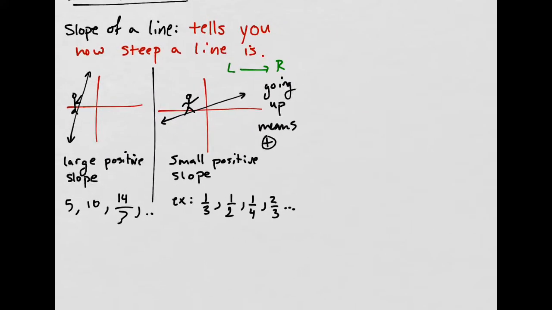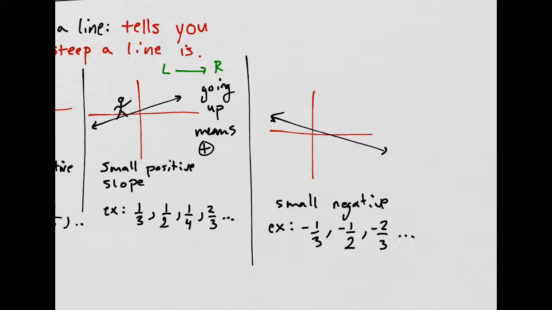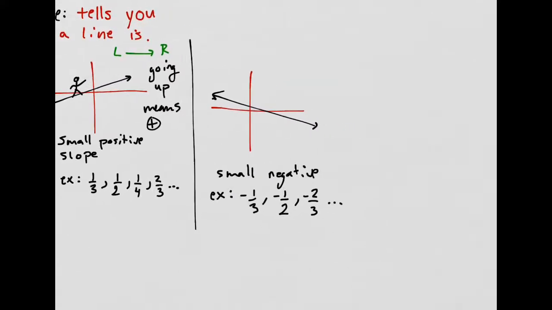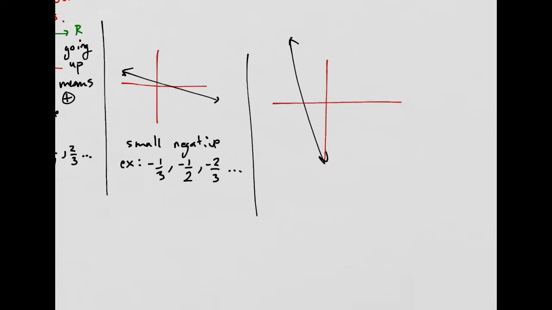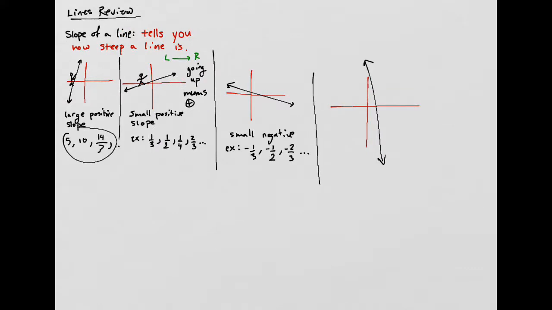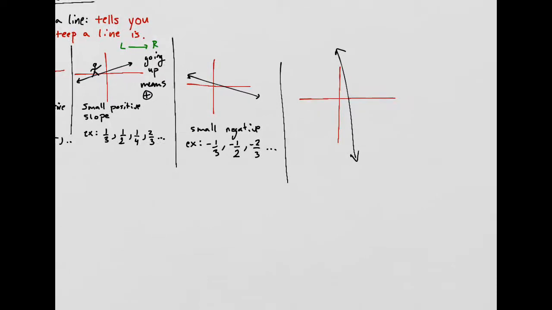For negative slopes, that's just downwards. So this would be a small negative slope. And then, you guessed it, if I have a large one going down, it's a large negative slope. It's really, really steep. So the bigger the numbers, the steeper it is. The smaller the numbers, like fractions less than 1, the less steep it is.